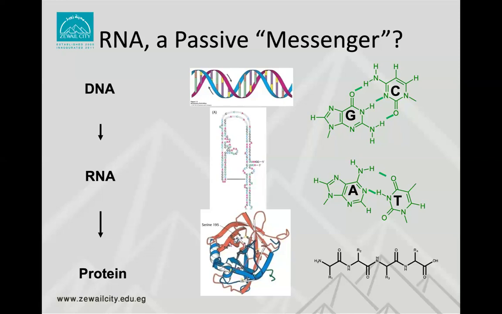But the point is that each A has a choice of any U anywhere in the sequence, and also vice versa. Same with the G's and the C's. So there are a huge number of ways that those bases can pair with each other, leading to a huge range of possible structures in the RNA.